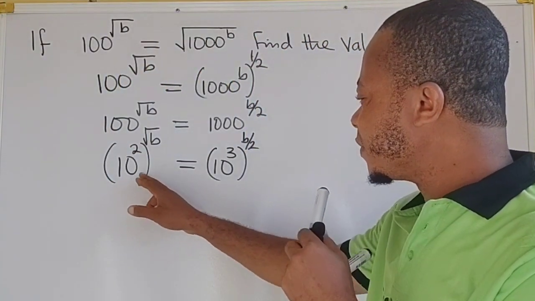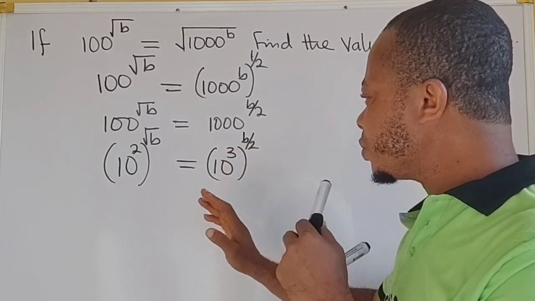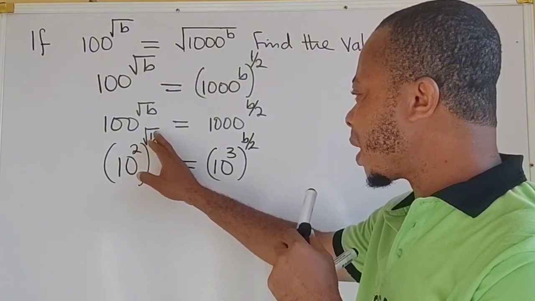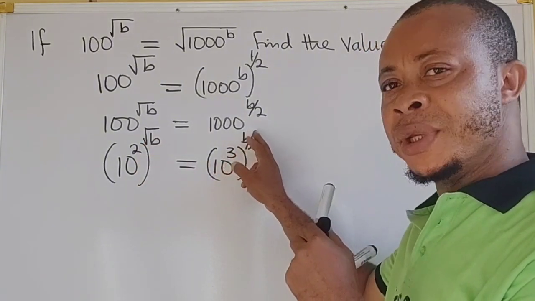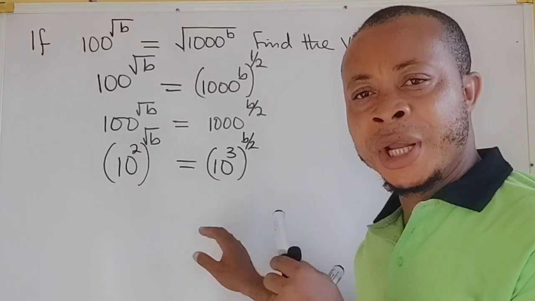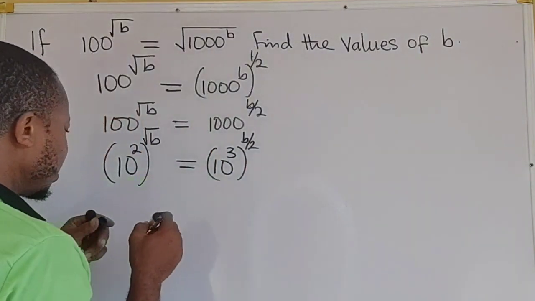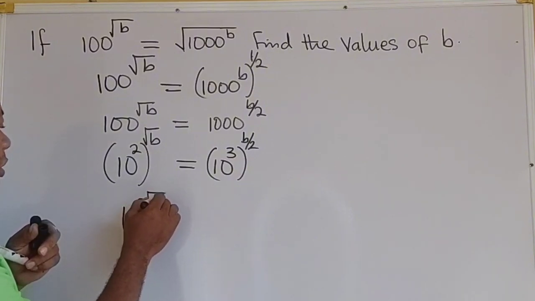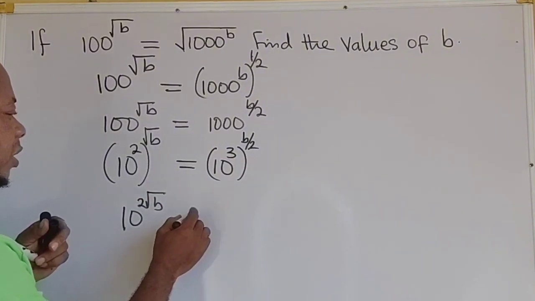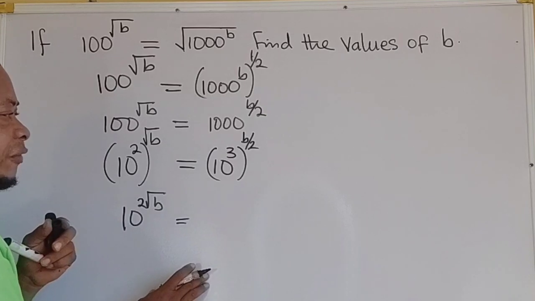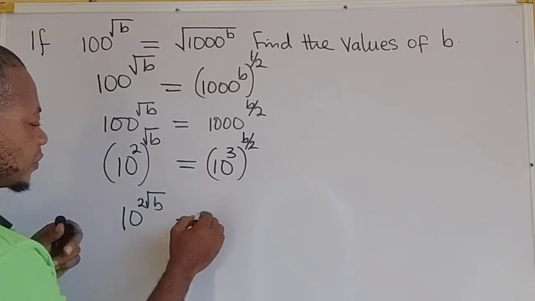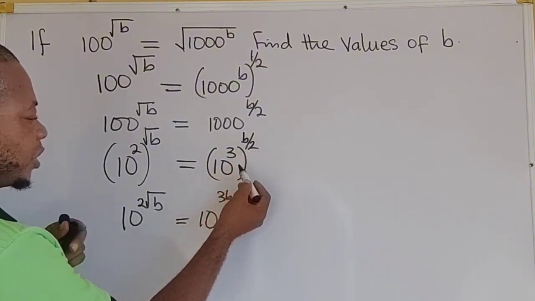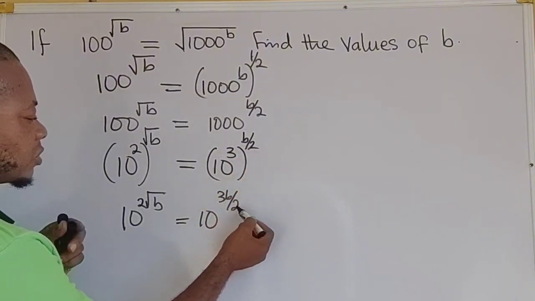Now that they have the same base, what we are going to do is to use the powers to multiply each other. 2 will multiply root b, and 3 will multiply b over 2, thereby opening the bracket. This will give us 10 raised to power 2 multiply root b will give us 2 root b, equals 3 multiply b over 2 will give you 10 raised to power 3b over 2. Remember, 3 will multiply b to give you 3b. Then you bring down 2.